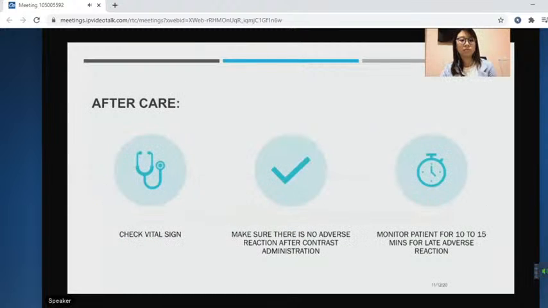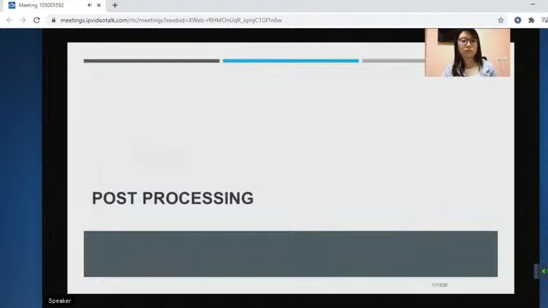After the scan, always check the vital signs, and always check that the patient is fine and has no adverse reaction. If the patient has, then you have to carry on with some medication administration, and always observe the patient for late adverse reactions as well.